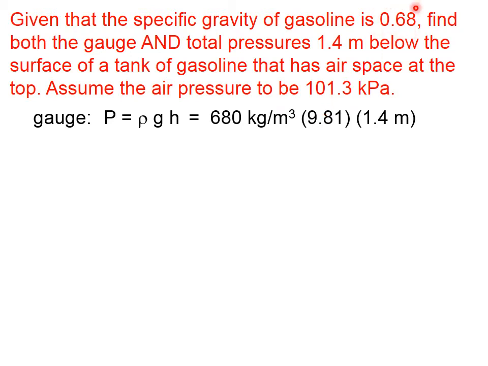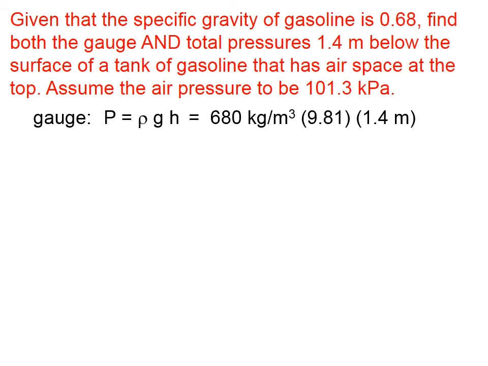So we can find the density of gasoline by taking 0.68 times 1,000. Remember that the specific gravity is the ratio of the density of, in this case, gasoline to the density of water. Well, the density of water is 1,000. So if the specific gravity is 0.68, that must mean that the density of gasoline is 680 kilograms per cubic meter.